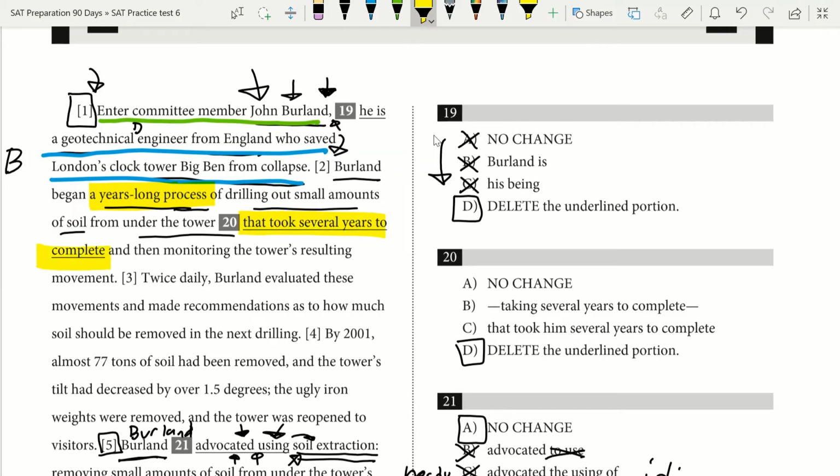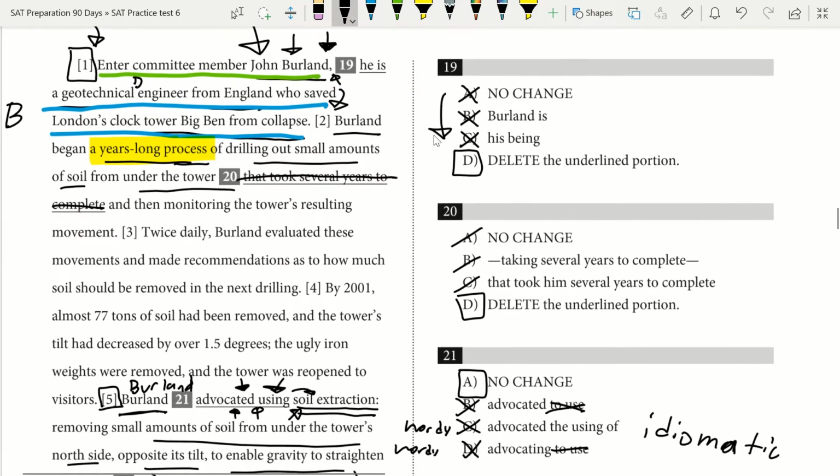Since those two are the same thing and we can't get rid of a years-long process, we want to get rid of the fact that it took several years to complete, because that's just repetitive and redundant. Like I said, the two big things we want to avoid in the SAT writing section are repetition and redundancy. So we're going to get rid of those. Our answer would be D, delete the underlined portion.